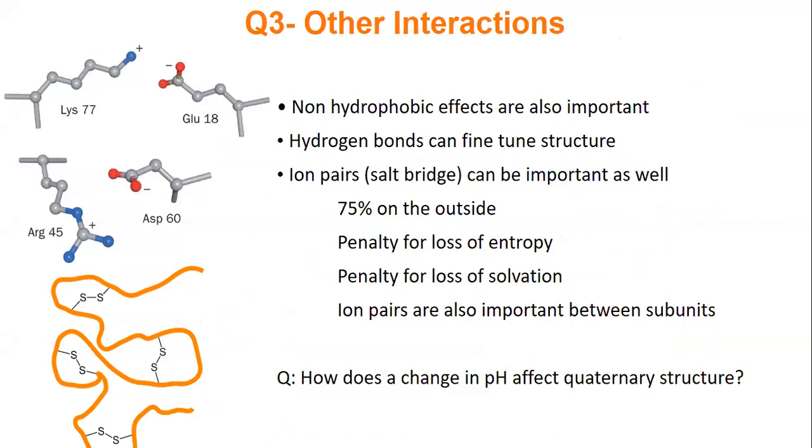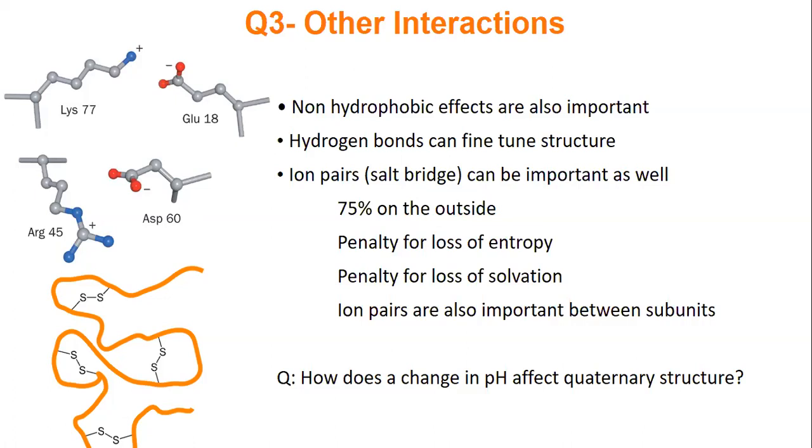Like I just stated in the previous slide, hydrophobic interactions are super important, but they're not the only interactions that matter when folding a protein. The hydrophobic interactions are probably the most important, but other things contribute to protein stability. So hydrogen bonds. When you're folding, you might not fold all the way completely at first, right? You'll need hydrogen bonds to fine-tune your 3D structure and make sure you're in the exact conformation you need to be.